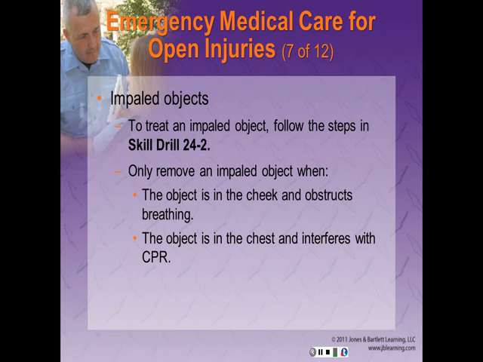Impaled objects. Occasionally, a patient will have an object such as a knife, a fish hook, a wood splinter, or a piece of glass impaled in their body. To treat this, you'll use skill drill 24-2. Only remove an impaled object when the object is in the cheek and obstructs breathing, or the object is in the chest and interferes with CPR.